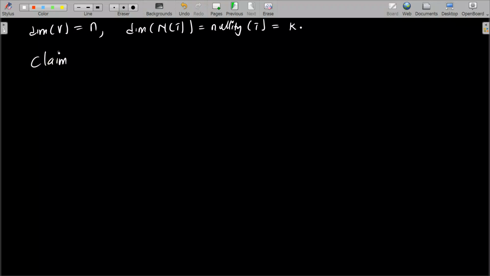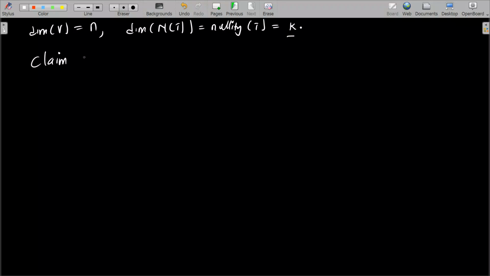So what can we say? Here we know that the dimension of V is equal to n. That is the number of vectors in beta, and that is n. The dimension of the null space of T, which is the nullity of T, is equal to k, right? The claim here is that we want to find the dimension of the range of T, or the rank of T, such that when you sum that dimension and this k, you get n.